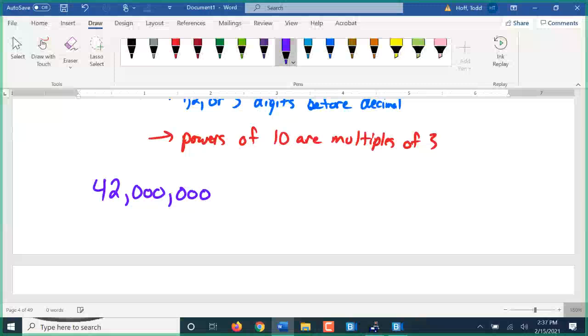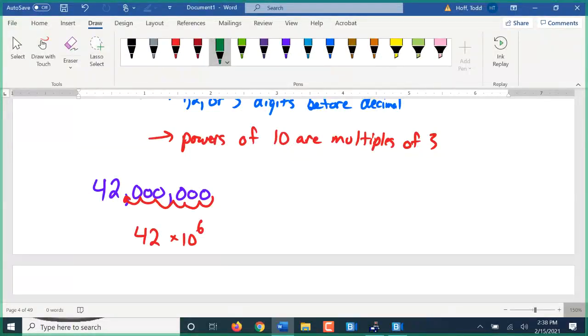42 million. I start out here at my decimal point, I move 1, 2, 3 spots. I have to move 3 spots at a time. I look to see if I can move 3 more, and I can. So I go 4, 5, 6 spots. I cannot move 3 more spots, so I'm done there. That's 42 times 10 to the 6th.